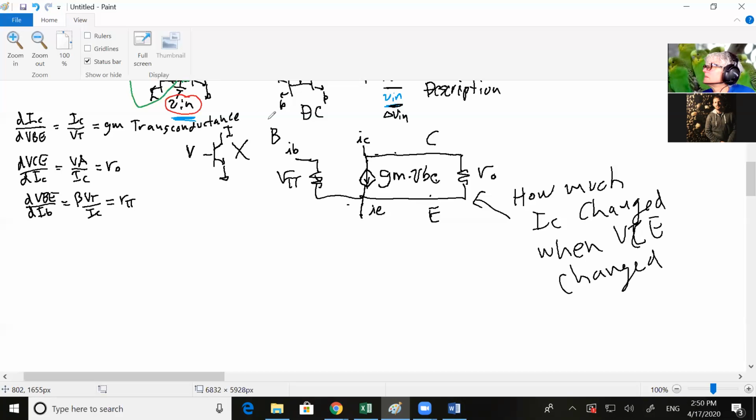Okay. And this model right here has the same 3 terminals as a transistor has. It's got a base, it's got a collector, and it's got an emitter. But it only deals with changes in voltages and changes in current.